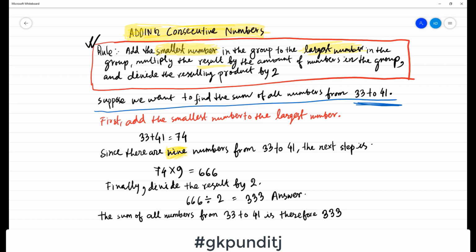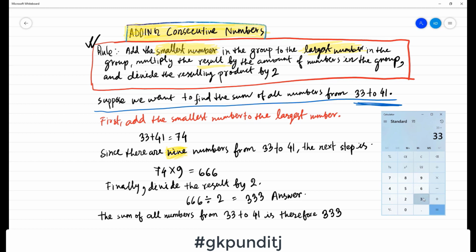Just first of all please write this down. This is adding consecutive numbers, a very easy trick. Now we can check this with the help of a calculator. From 33 to 41, if we add the 9 consecutive numbers, we get the same result. So our answer is right.